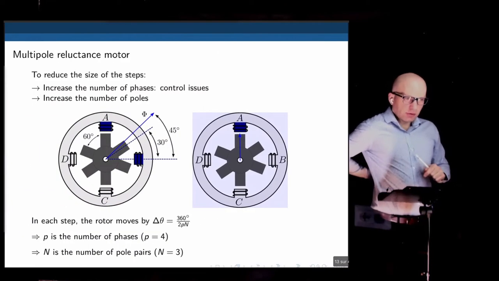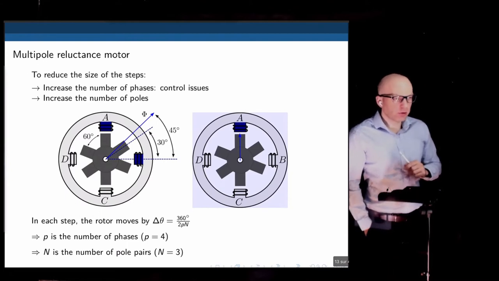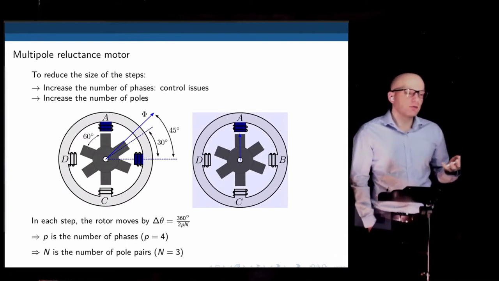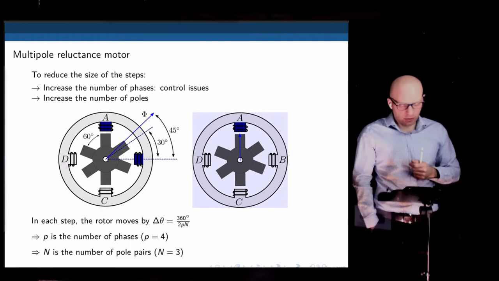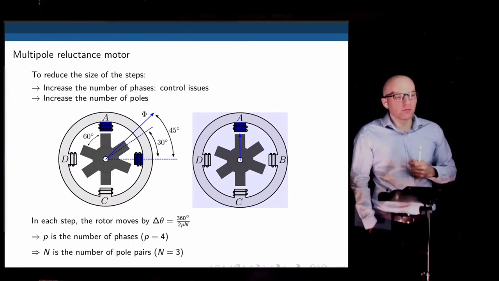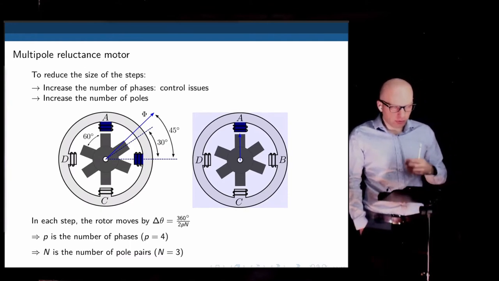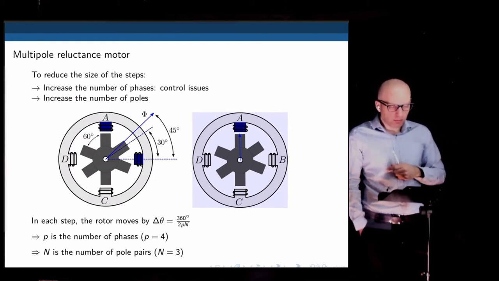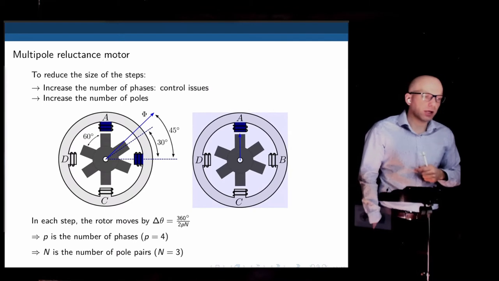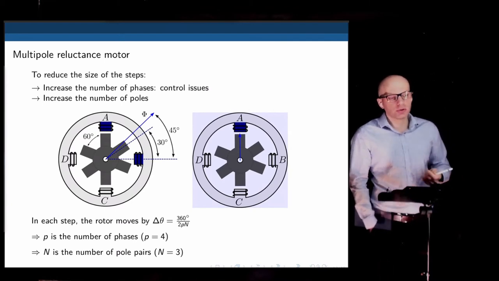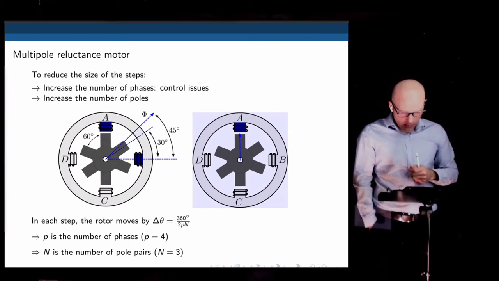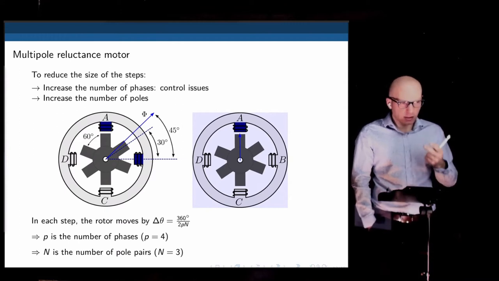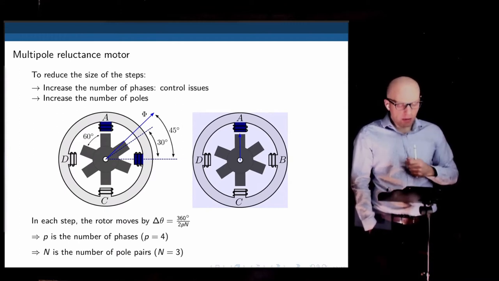All right, so that's a very poor resolution for our motor, only 45 degrees. For position control, it's very rough. We need something more finer, something more fluid to ensure continuous motion. And that's where a multi-pole reluctance motor comes into play. So we can add more poles to the rotor. In this example here, how many pole pairs do we have? We have three, and there are six poles, so three pairs.